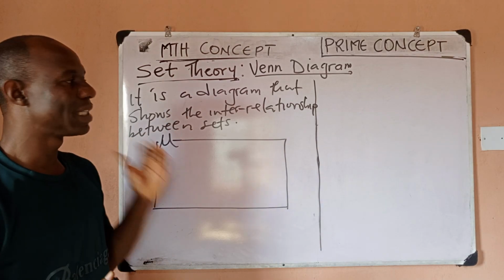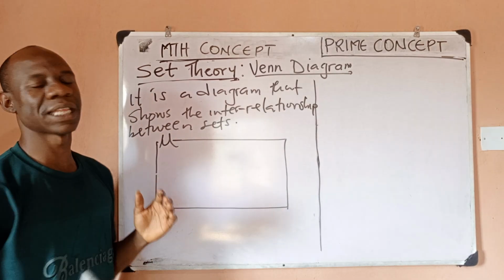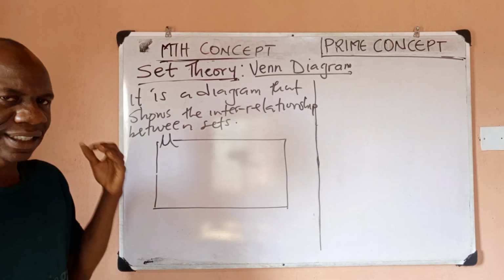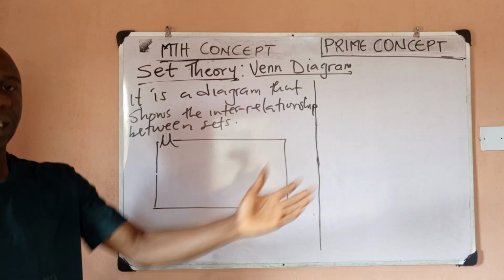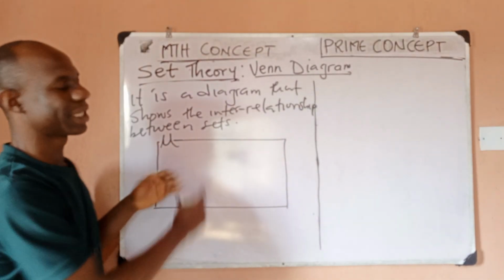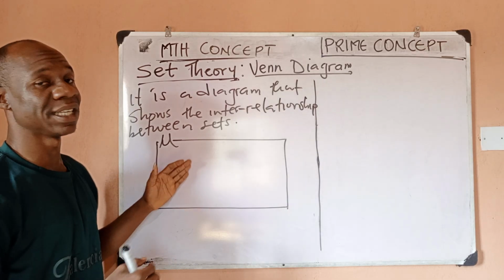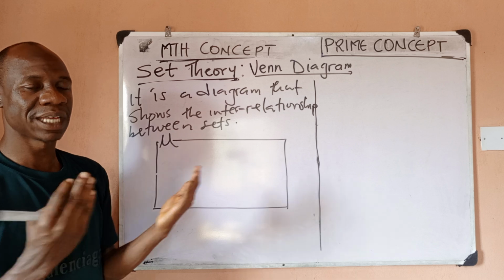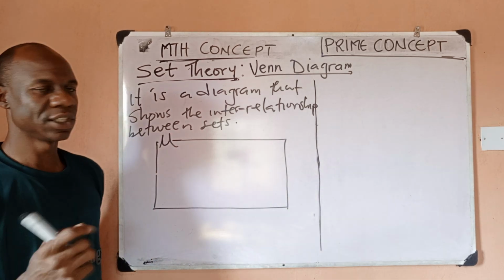So anytime I'm dealing with the universal set, anything you can find within this rectangle is a member of the universal set. Then secondly, if you have individual sets, let's say set A, set B, they are usually inscribed inside this rectangle. Every different set is denoted with a circle. If two sets are related or they have common elements, then there will be a circle that connects each other.